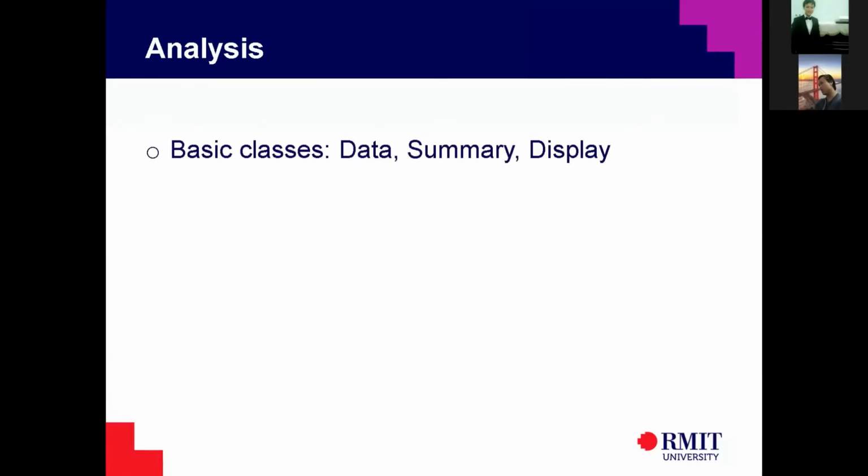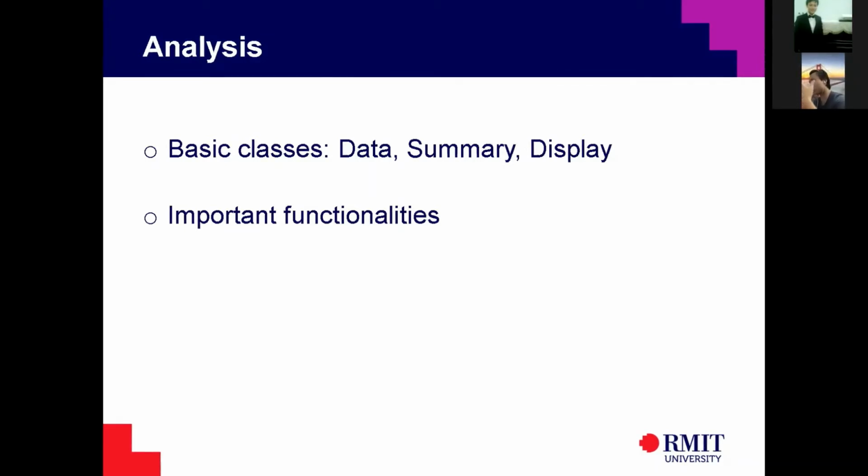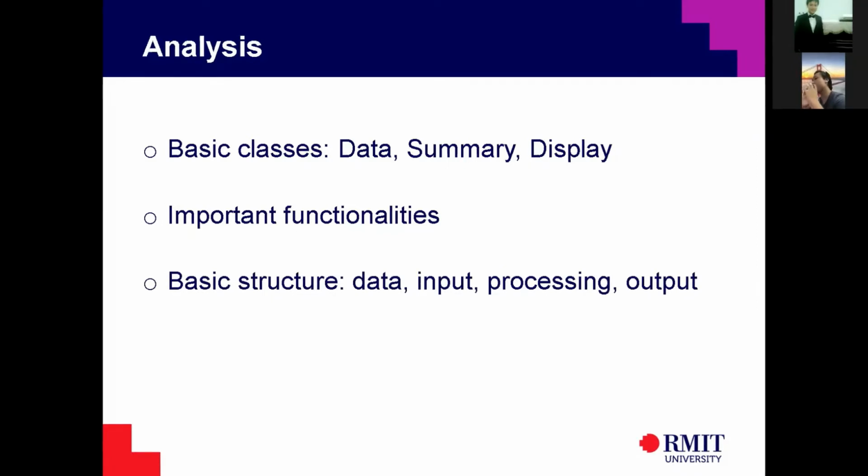First is its classes. Our application has 3 basic classes, data, summary, display, as well as the main class, which will incorporate all these 3 classes to work in tandem. Secondly, we have several important functionalities, such as prompting users to choose options from our interface, as well as looping our session until the user wants to quit. Thirdly, we have the basic structure of this program, which consists of 4 main sections: data, input, processing, and output.